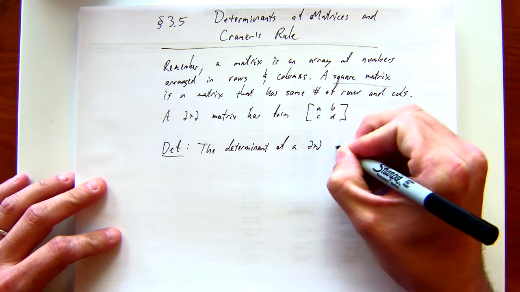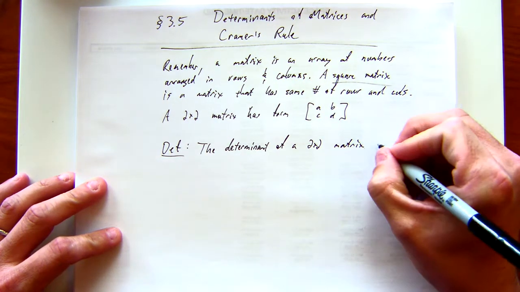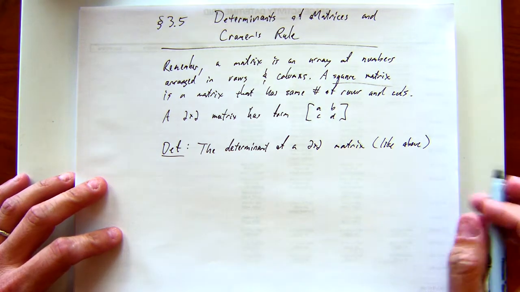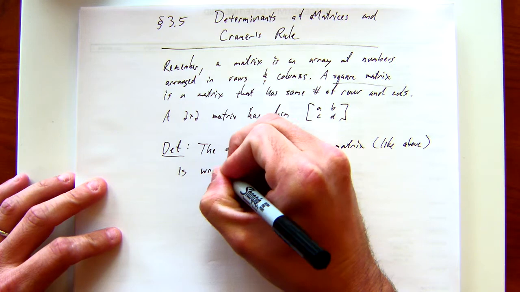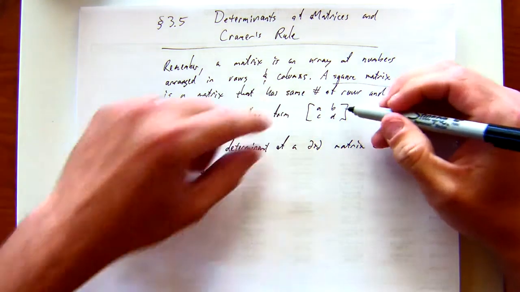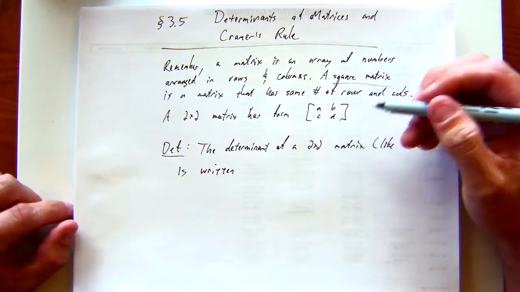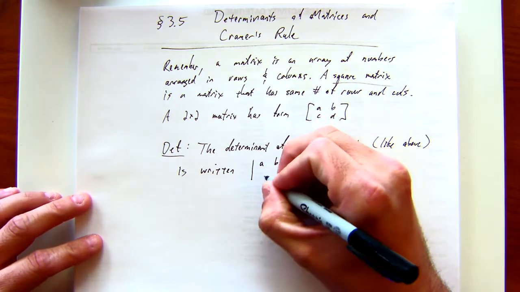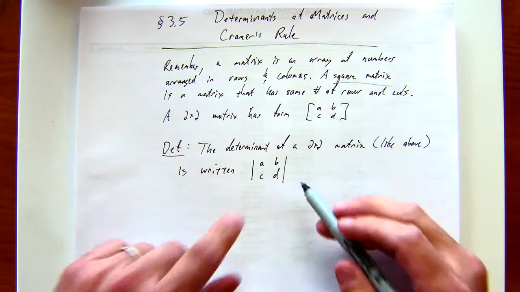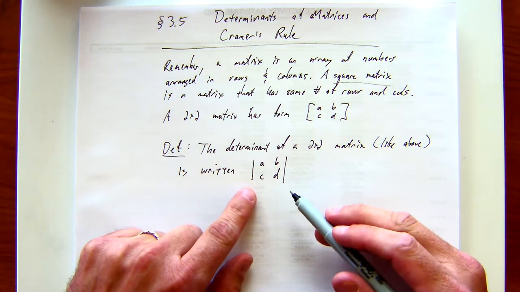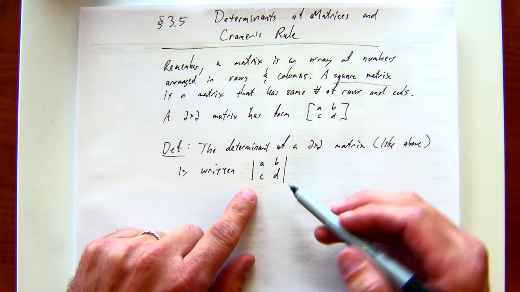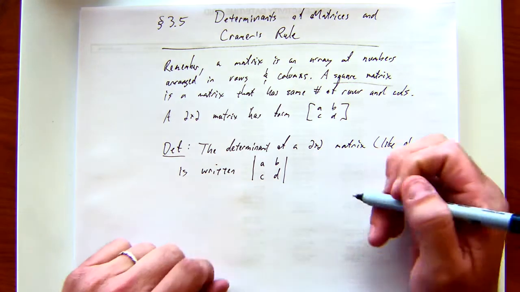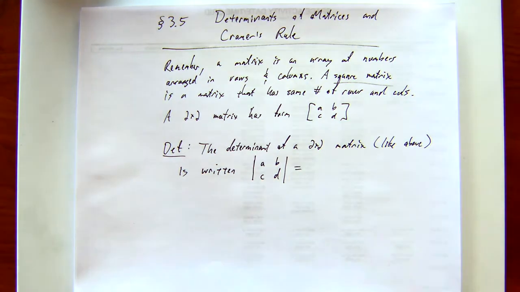Of a 2 by 2 matrix like above, it's written, now instead of brackets, the brackets just give us our matrix, but instead of brackets we write it with solid lines. One way to remember this is you can sort of think of this as absolute values, right? It looks kind of like the absolute value of a number. So in some ways you can think of it as that for a matrix. But then this is defined to be, okay?